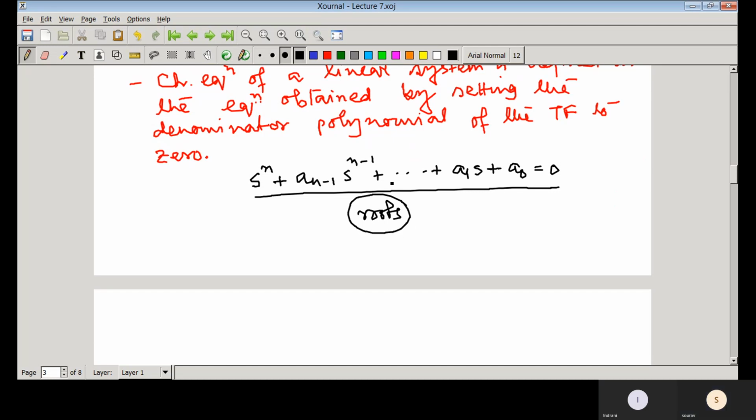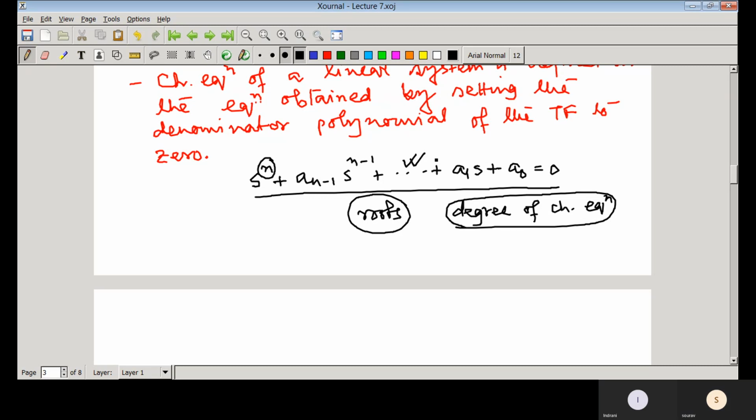And what is the degree of that? What is the degree of characteristic equation? So the degree of characteristic equation is this one, this n. This is the degree of the characteristic equation, and it is very important that the roots of this characteristic equation actually say about the stability of that system.